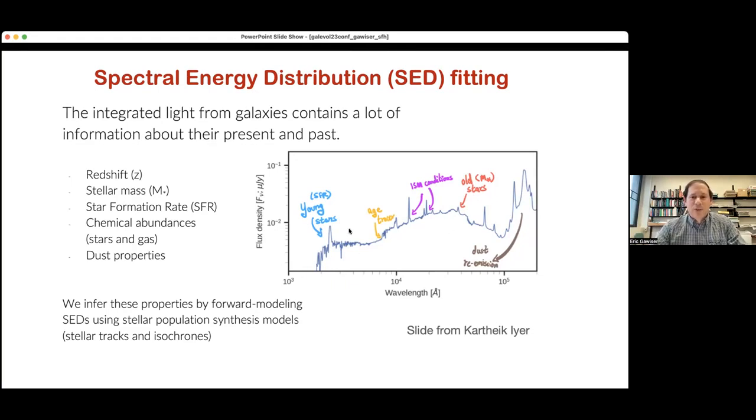We can learn about the young stars, how old the stellar population seems to be, and more than just a single value of age, as I will show. Interstellar medium through the nebula emission lines, the old stars that are the bulk of the stellar mass, and if we can measure far enough red wavelengths, the re-emission from dust.